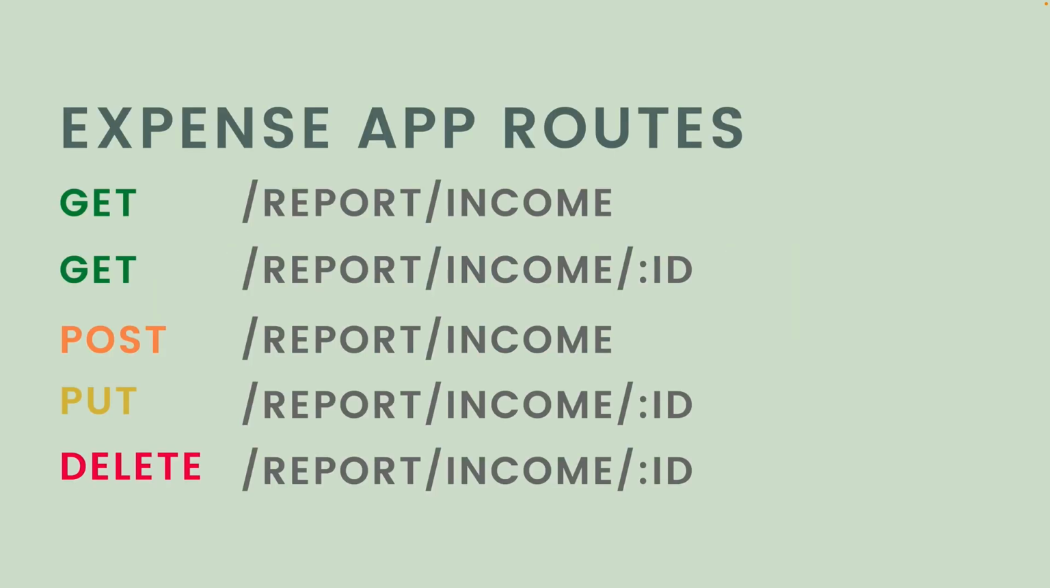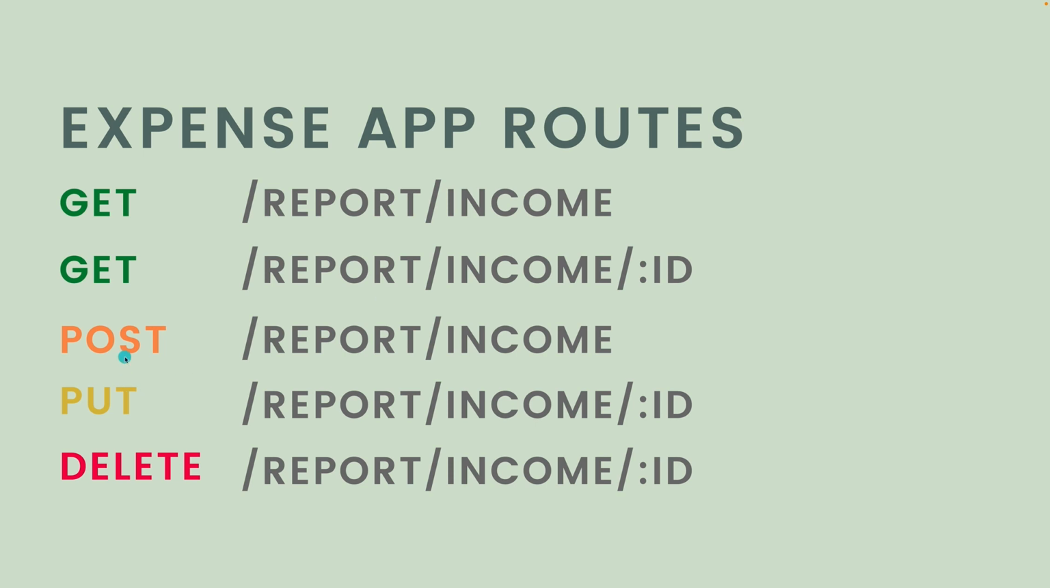So the first 5 endpoints are going to be relating to incomes. Over here we have /report/income, and this is going to be a GET request. Essentially what this endpoint is going to do is give us an array of all of our income reports. Over here we have another GET request, but this is going to be /report/income/income ID. What this is going to do is just get us that one income report. So it's just going to get us that one object rather than that array.